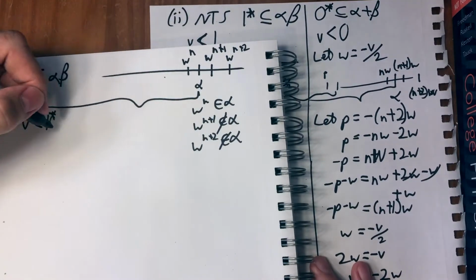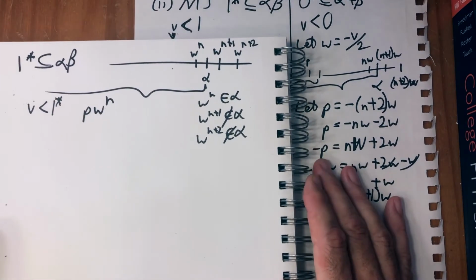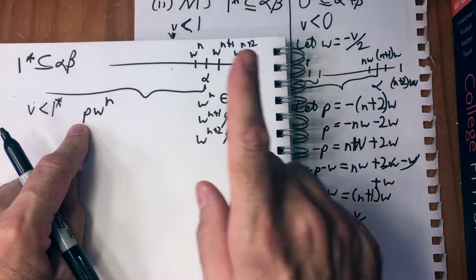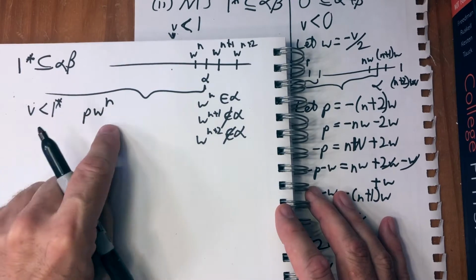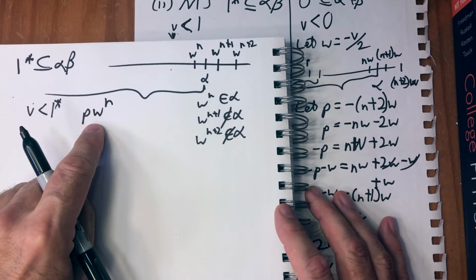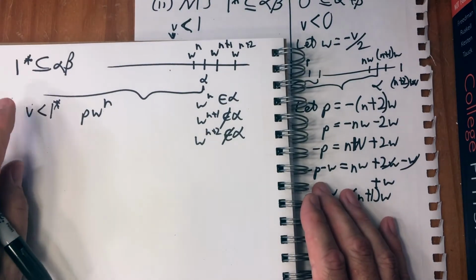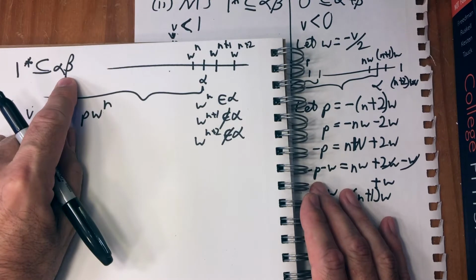So in this case, we want it to be P W raised to the n, right? W to the n is inside alpha, and then we're going to show that P is inside beta. So this would be an alpha beta. If we can show that V equals this, then we've shown that 1 is a subset of alpha beta.